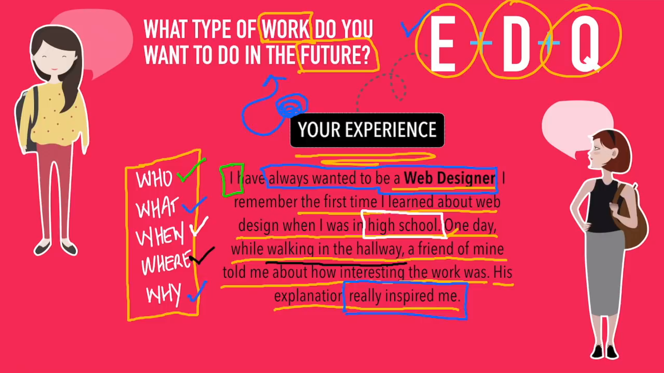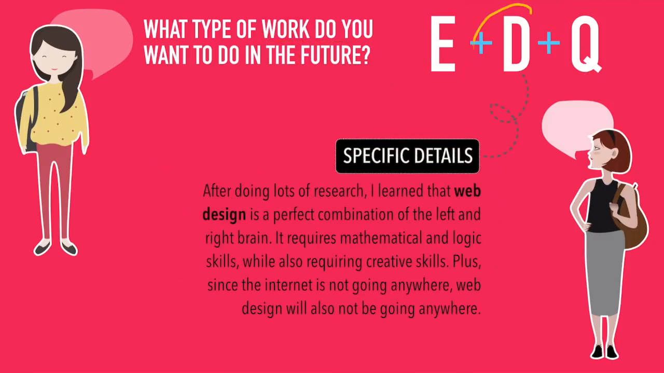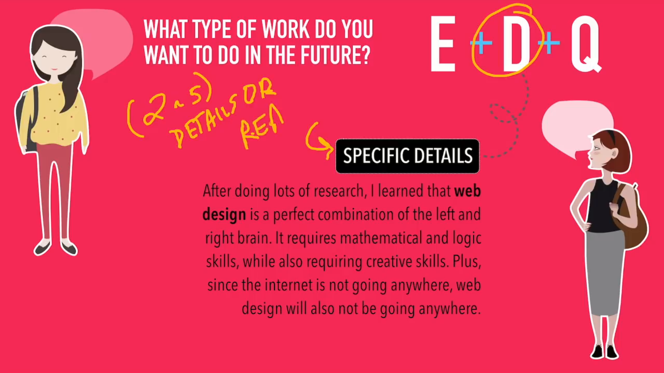So now we're going to move on to the next part of the equation, which is letter D, okay? Specific details. Remember, once again, our purpose is to give either 2 to 5 details or reasons, okay? Details or reasons. Here we go. Details or reasons. All right. Now, let's look at how we answered this part of the question.